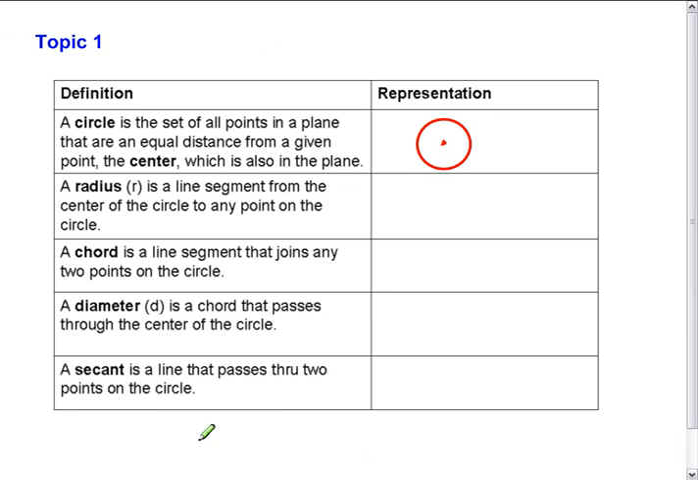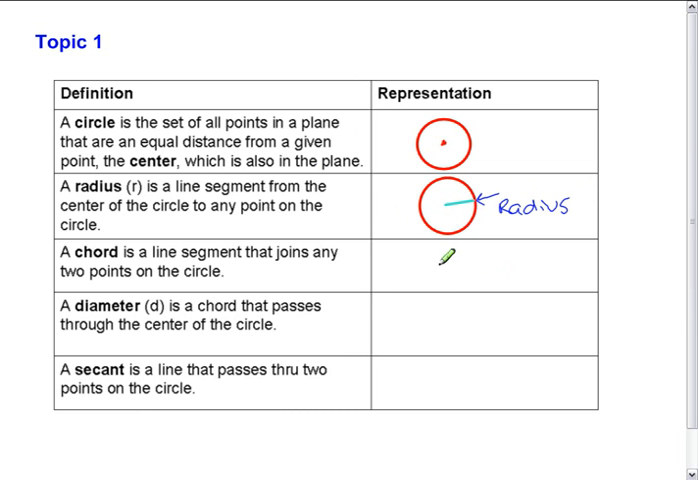A radius is a line segment from the center of the circle to any point on the circle. So again, you start off with the circle, and then the radius goes from the center to any point on the circle. And again, that is what we call the radius.